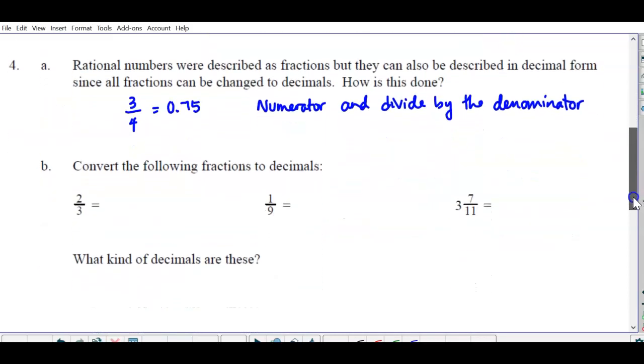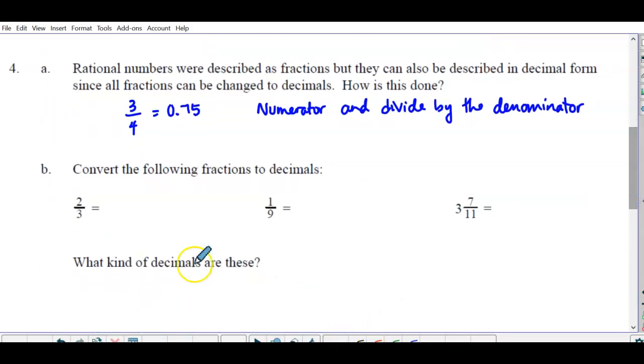Convert the following fractions to decimals. Hopefully you know some of them. 2/3. Remember, 1/3 is 0.3 repeating, so 2/3 is double that, 0.6 repeating. Next, 1/9. Anything with a denominator of 9 is basically a multiple of 1 repeating. So 1/9 is going to be 0.1 repeating. If it was 2/9, it would be 0.2 repeating, etc.